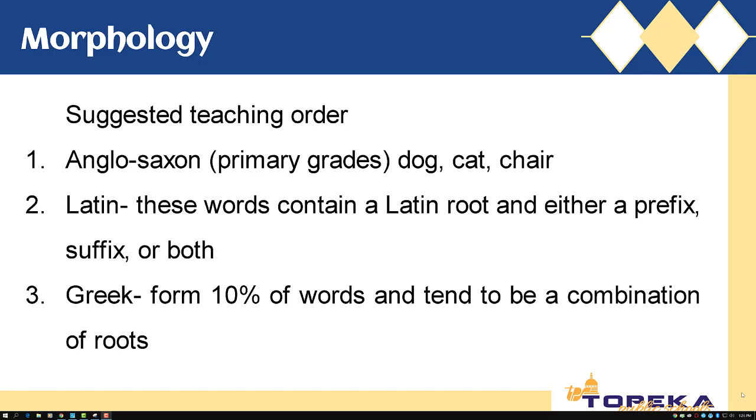So let's begin by looking at Anglo-Saxon words. When we look at Anglo-Saxon words, these are standalone words, and you'll see the words dog, cat, and chair listed. They do not need other parts to form a complete word. And these are words that have developed over time and go back to the Anglo-Saxon development of language. And today, there are still 4,500 words that survive that are Anglo-Saxon in origin.